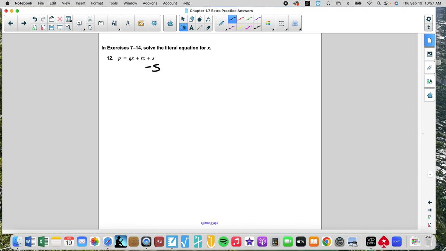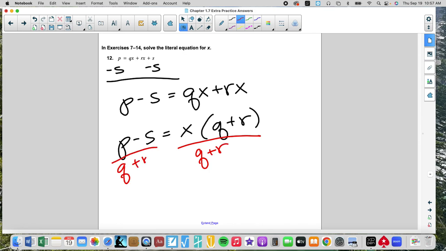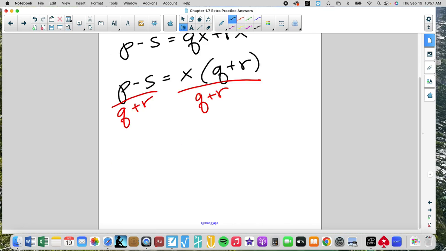We're going to minus s, because I want to get my x's by itself. So p minus s equals qx plus rx. Let's factor out an x. That leaves me with q plus r. Let's divide by q plus r. P minus s over q plus r equals x. Nice problem.